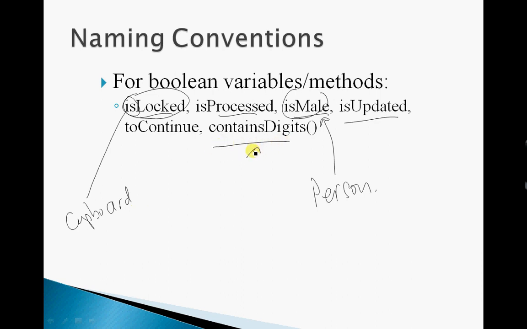Here's an example of a method name which returns a Boolean: containsDigits. Probably this can be a method in a string class. When you call containsDigits, you return true or false depending on whether that string contains numbers. Look at the name of this method. It is very clear what it does. Choose a good descriptive name for Boolean attributes and methods. A, B, C, I, J, these are very bad names because you have no idea what they mean.